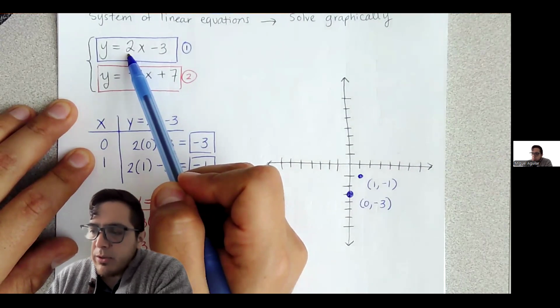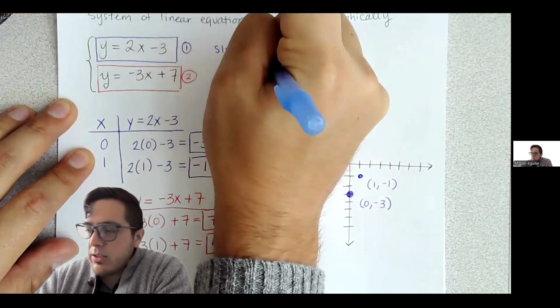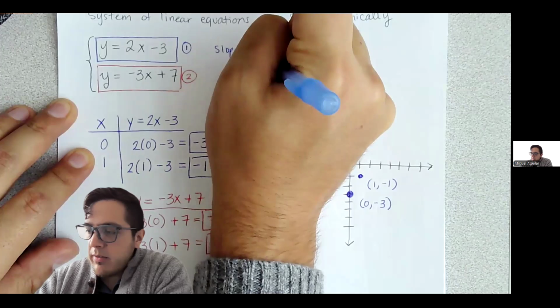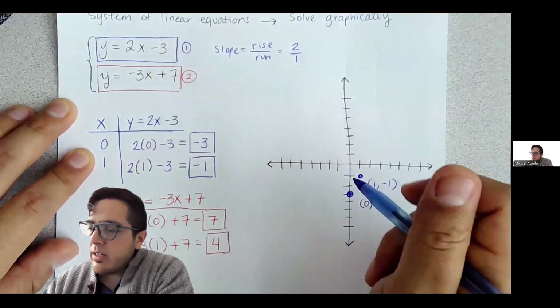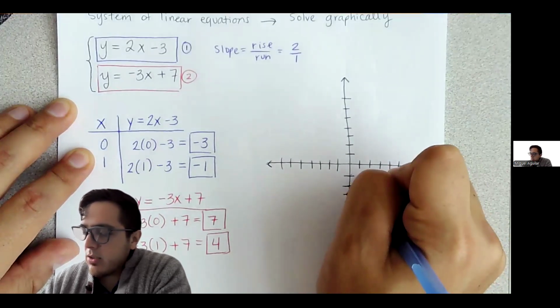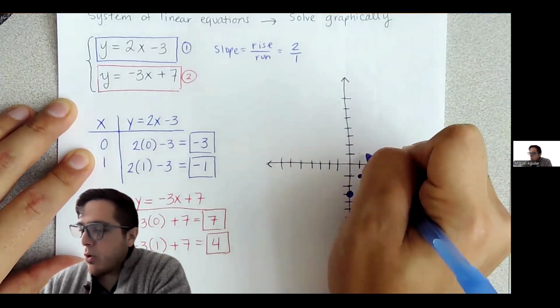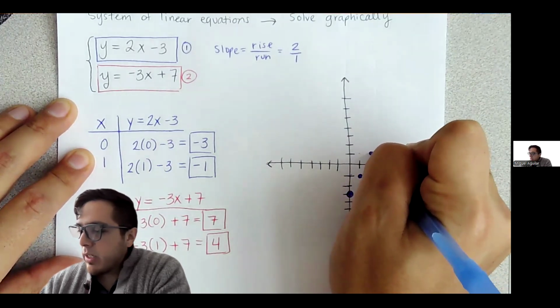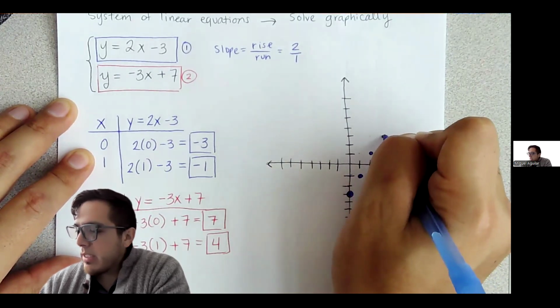That's a positive number. And if you remember that slope is equal to rise over run, then 2 can be written as 2 over 1. So that means that we could just go up 2 over 1 to get to the next point. So if we go up 2 over 1, we get to this point here. We can go up 2 over 1, we get to the next point there.